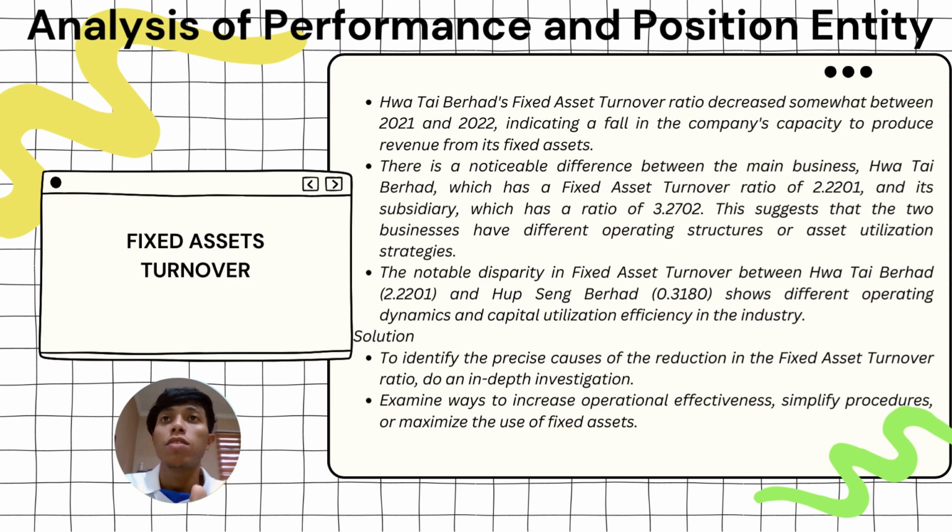And for the fixed asset turnover, the solution is to identify the precise causes of the reduction in the fixed asset turnover ratio through an in-depth investigation. The second one is examining ways to increase operational effectiveness, simplify procedures, or maximize the use of fixed assets.